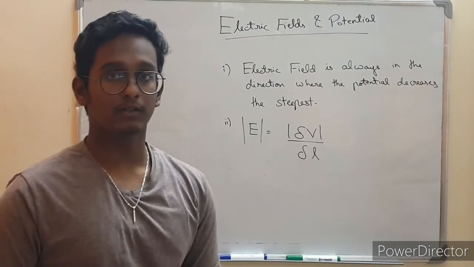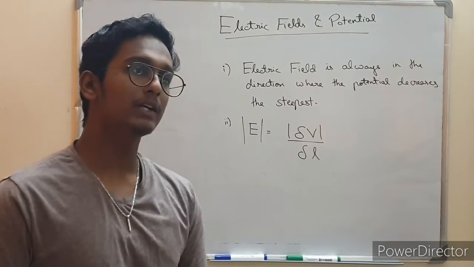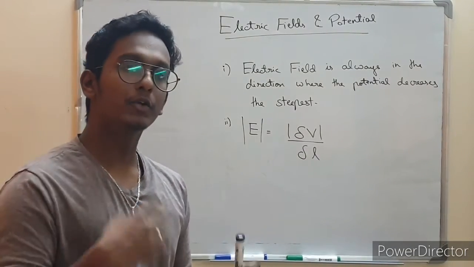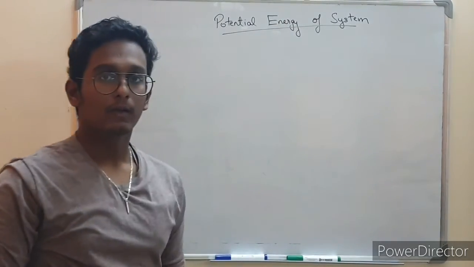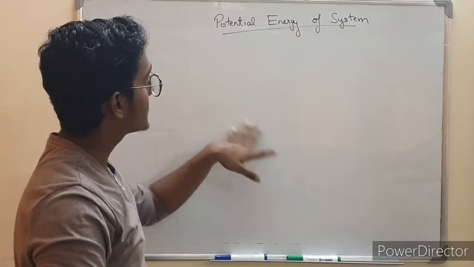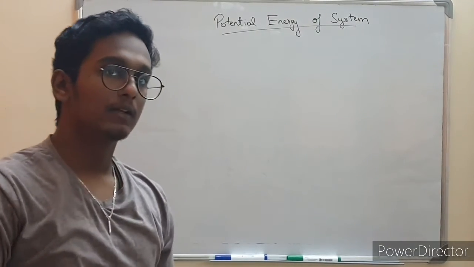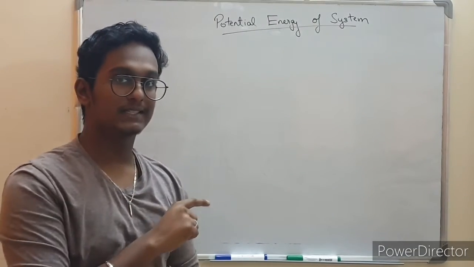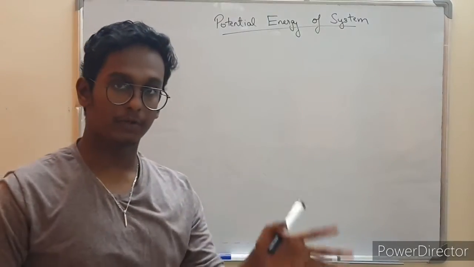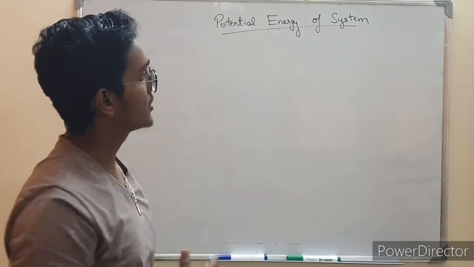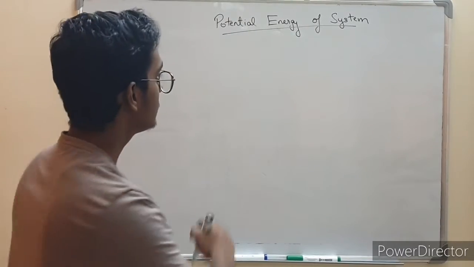And next we'll go to the third topic of this video, the final topic, that is the work done due to a charge configuration. Okay, so now this is the third topic, that is potential energy of a system. Not to get confused, where we previously discussed was potential due to a system, where we added up the individual potentials, but this is potential energy of a system.